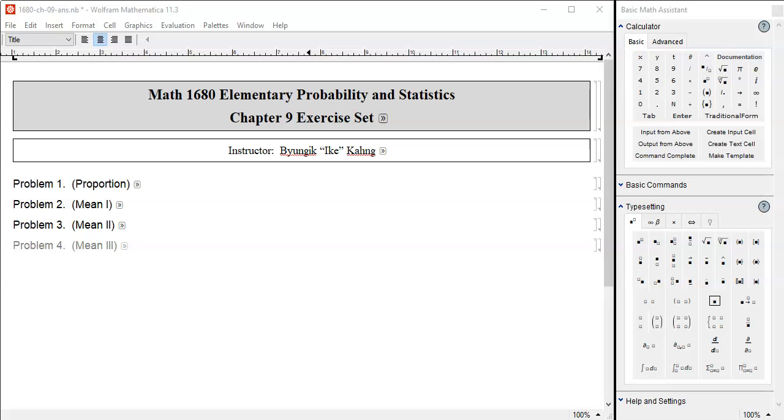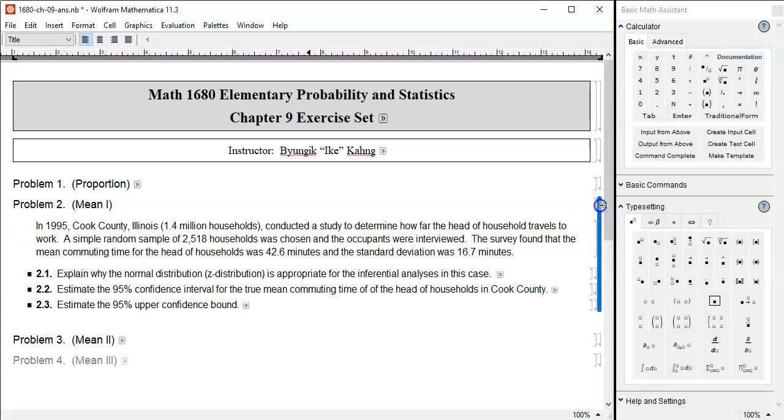Chapter 9, Exercise Set, Problem 2. In 1995, Cook County, Illinois, which has about 1.4 million households, conducted a study to determine how far the head of households travels to work. A simple random sample of 2,518 households was chosen, and the occupants were interviewed. The survey found that the mean commuting time for the head of household was about 42.6 minutes, and the standard deviation was about 16.7 minutes.